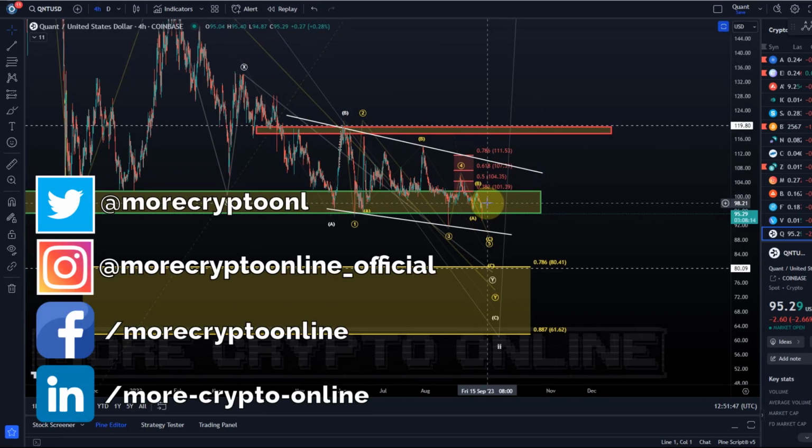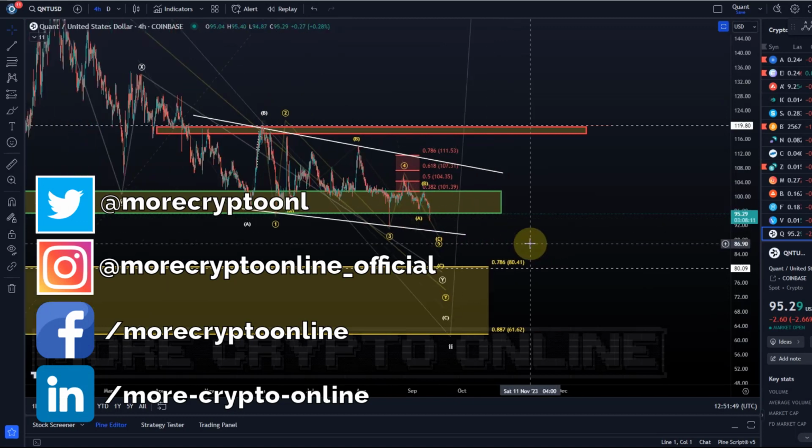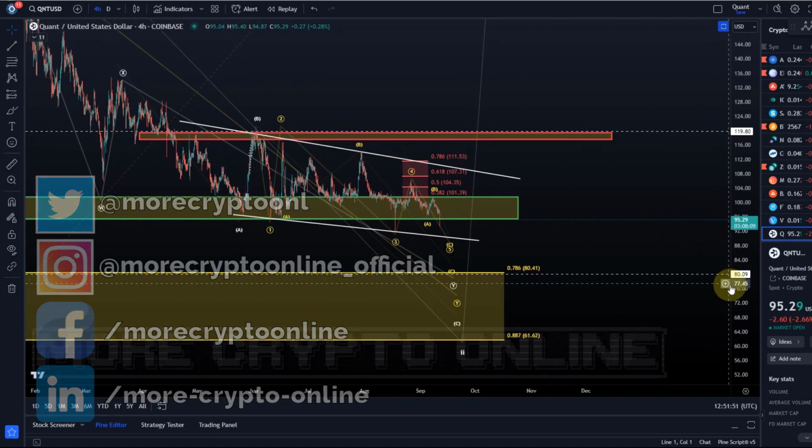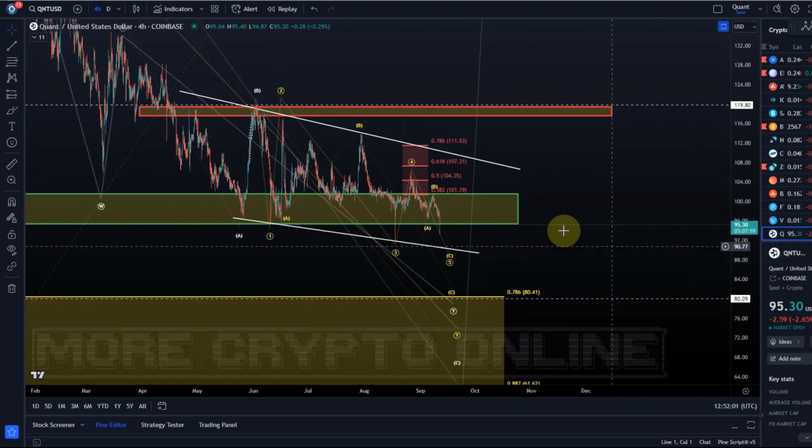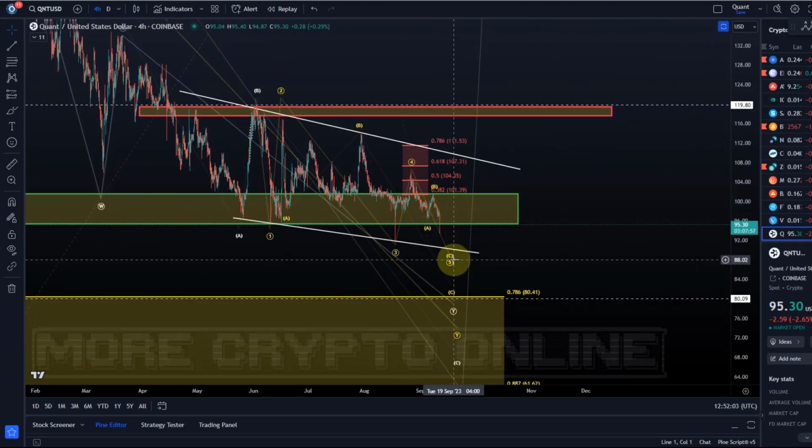QNT's price structure is coming together nicely. I think in yesterday's video or the day before, I suggested that a B-wave top had been reached here, and that is at $101.40. I would use this level to focus further on the downside to make sure that I'm focused on the right side of the trend.